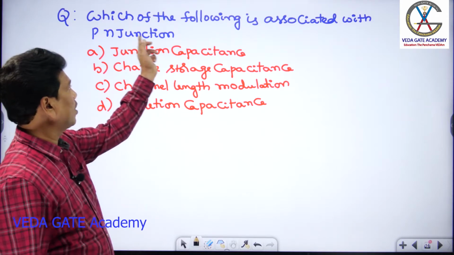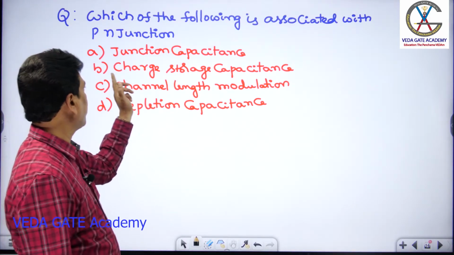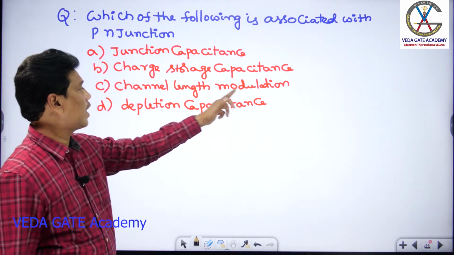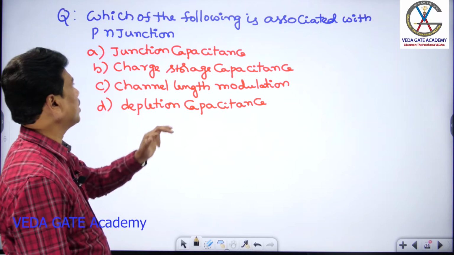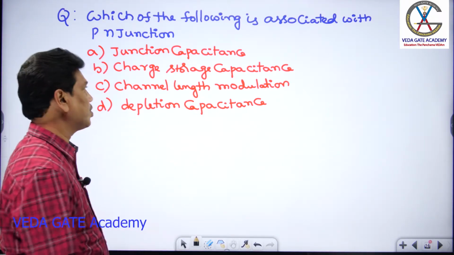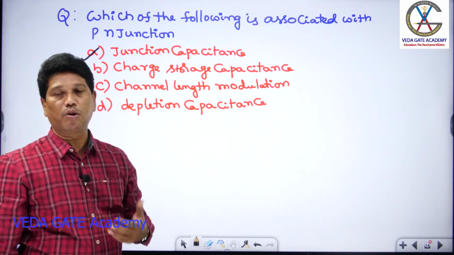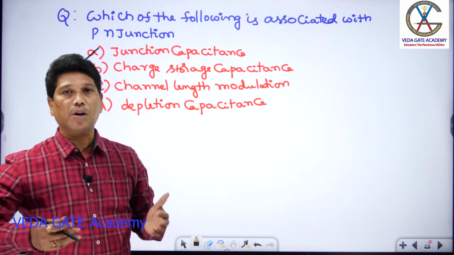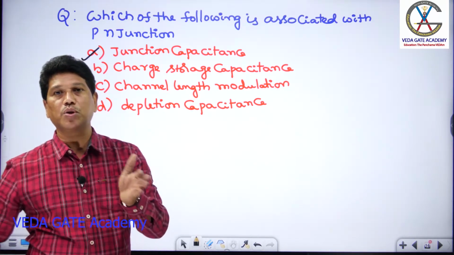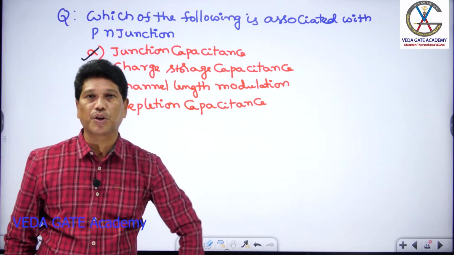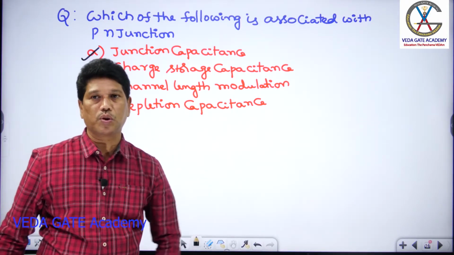Check this out. Which of the following is associated with the PN junction? A, junction capacitance. B, charge storage capacitance. C, channel length modulation. D, depletion capacitance. Now for a PN junction, because of the barrier effect, junction capacitance exists, which you already learned. And in forward bias, this junction capacitance has a charge storage property, because in forward bias the majority carriers can move across the junction barrier. Based on that, a charge storage phenomenon is considered in forward bias of the PN junction. So the capacitance of the PN junction in forward bias is called charge storage capacitance.